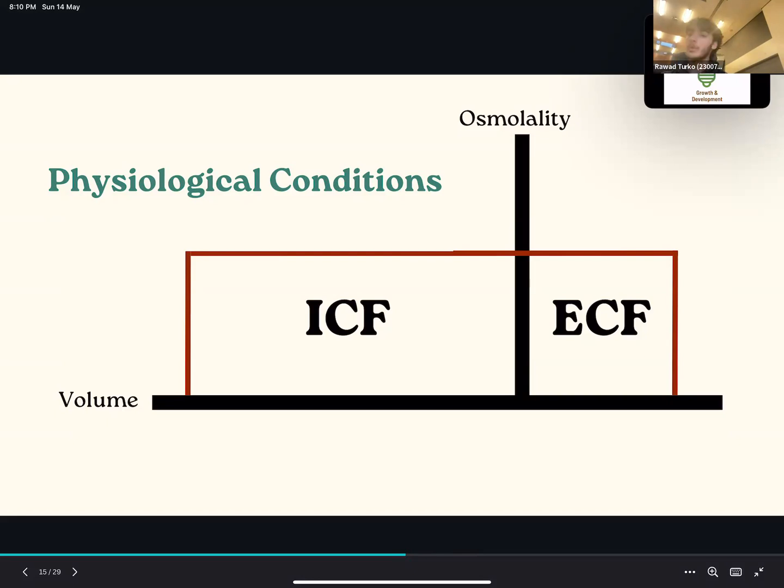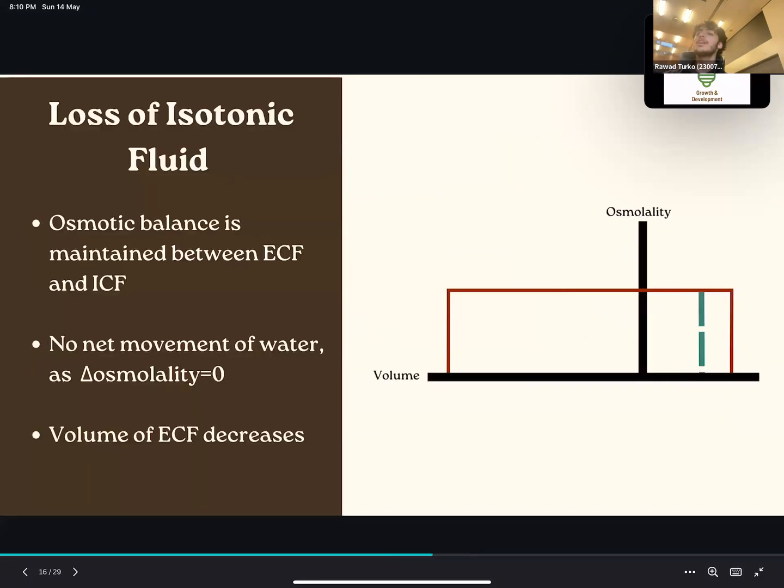So there are 5 cases that we want to discuss when we talk about the Darrow-Yannet diagram. First one is loss of isotonic fluid. When we have loss of isotonic fluid, the osmotic balance is maintained between the extracellular fluid and the intracellular fluid. So we have no net movement of water as delta osmolality equals 0.